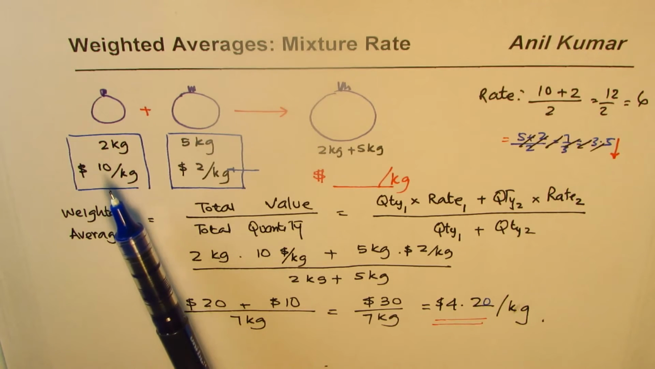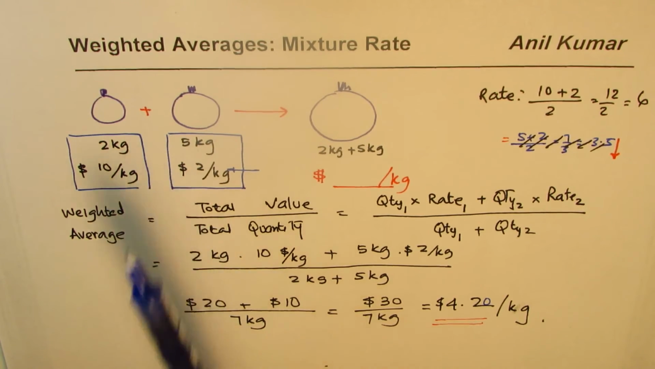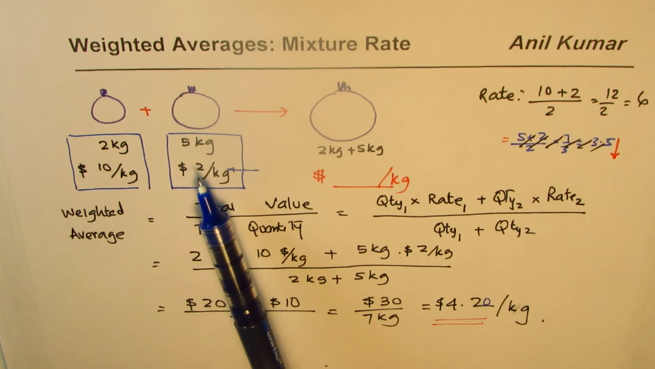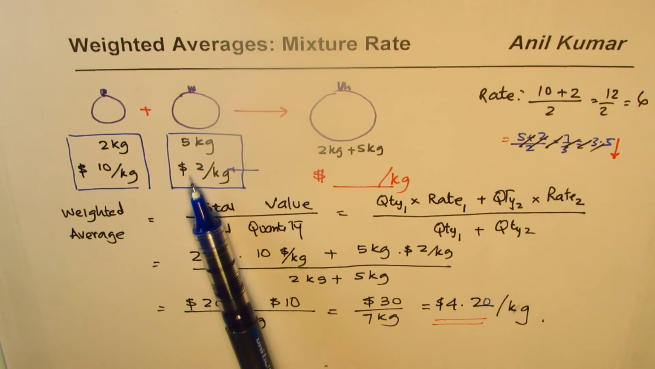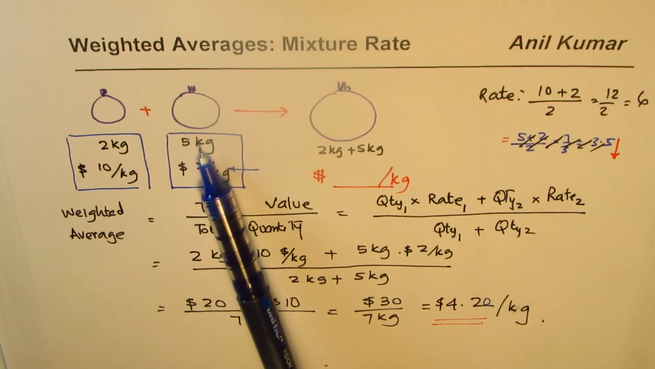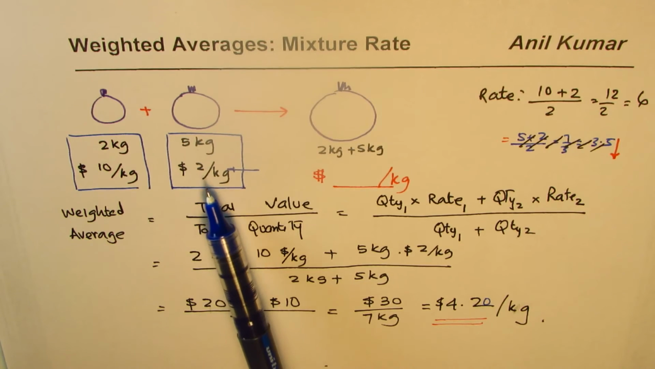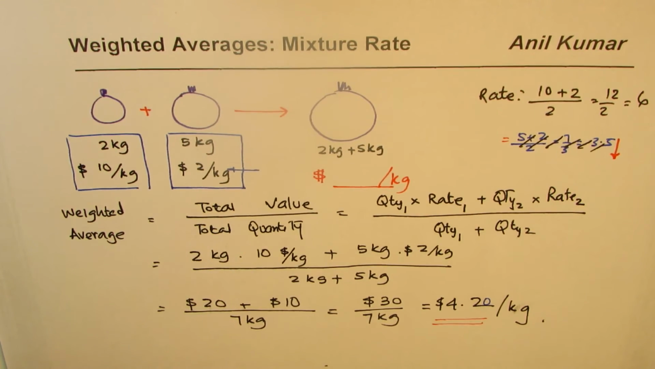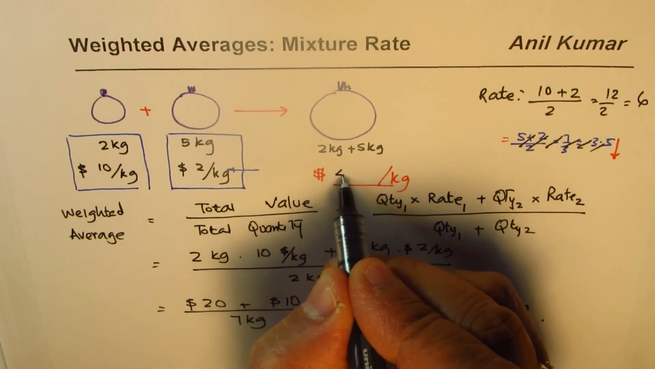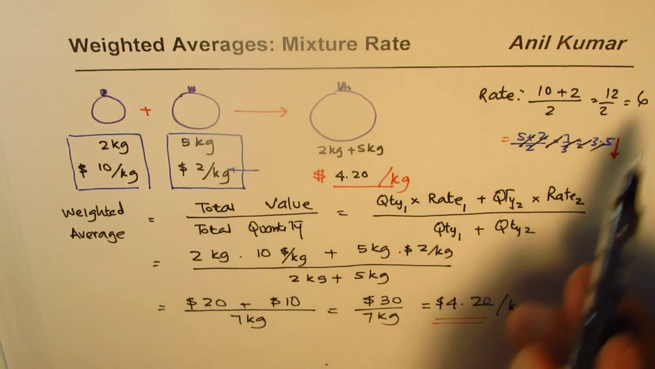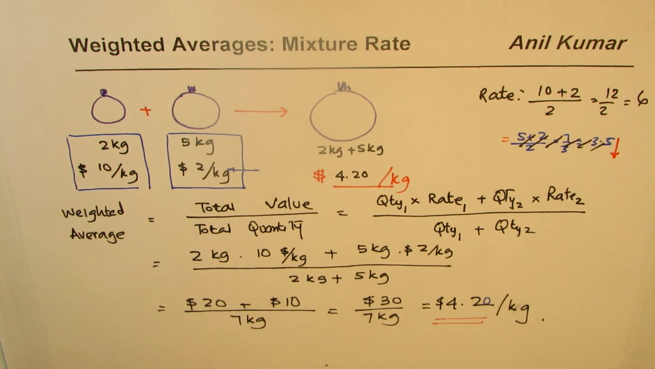So the basic question here is, what happens when the quantities are different? In that case, the rate of a mixture shifts towards the heavier item. The heavier item here is the 5 kg item, whose rate is $2 per kg, and therefore this item is much cheaper, and what we found was $4.20 per kg instead of $6 per kg. So if you go with the mean, you would have got 6, which was a wrong answer. The weighted mean changes because the quantities applied are different, so therefore the rate will be different.